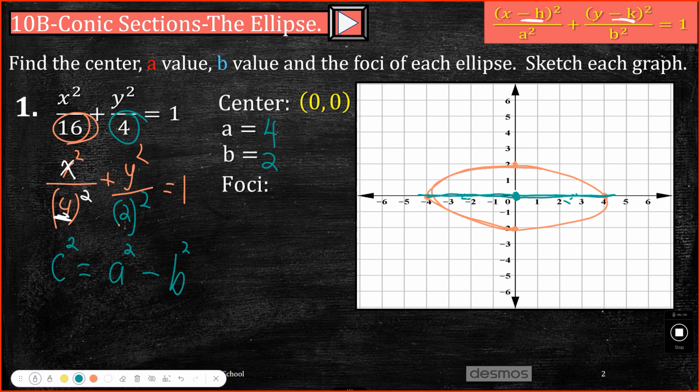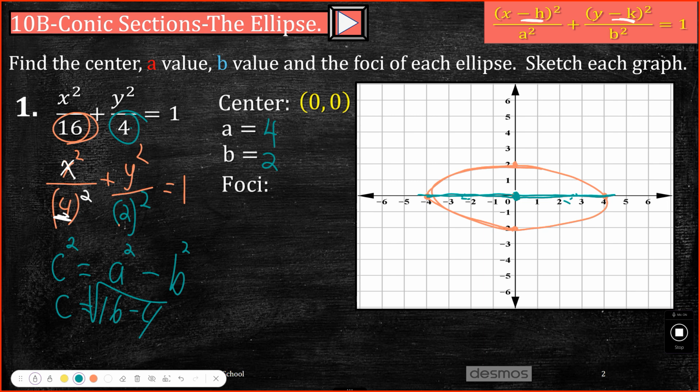Let's do it. To find how far from the center, C is how far from the center. What's the A value? Isn't A 4, and then you square it? Isn't it just subtract the small from the big? No matter what, it's going to be 16 minus 4. Subtract the smaller from the big, and then square root it, because we're going to take a square root of both sides.